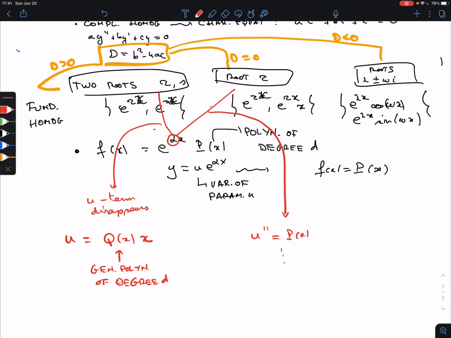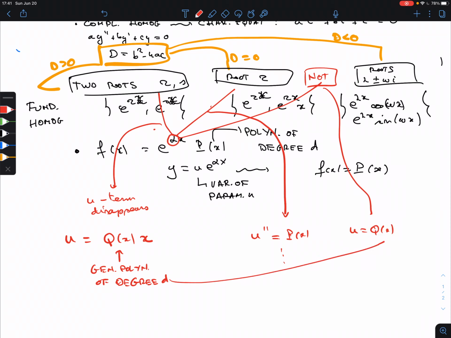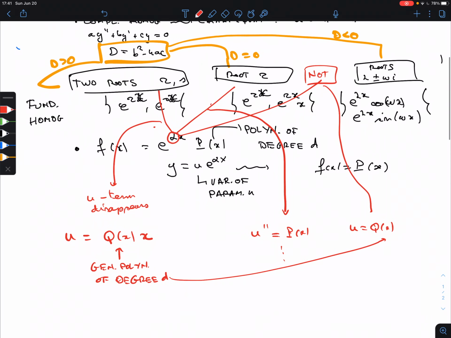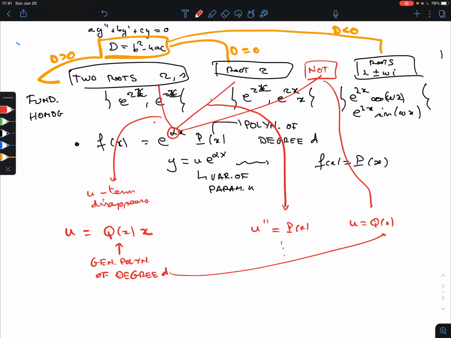And if it's not, then we do u is equal to q(x), just the q(x), which is the same general polynomial here. Okay, so it depends a little bit on what alpha is, what we will do. So keep that in mind. That's constant coefficients.